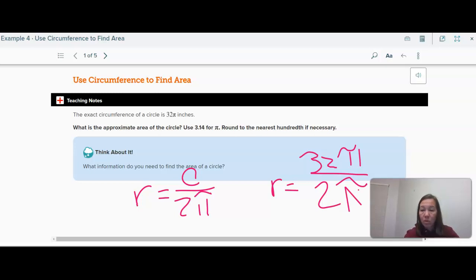So the pi's will actually cancel each other out, because pi over pi is just 1, and 32 over 2 gives us 16. So we found the radius from the circumference, just like you guys just did in section 9.1. So this part is not new. Finding the radius from the circumference we did in the first section.